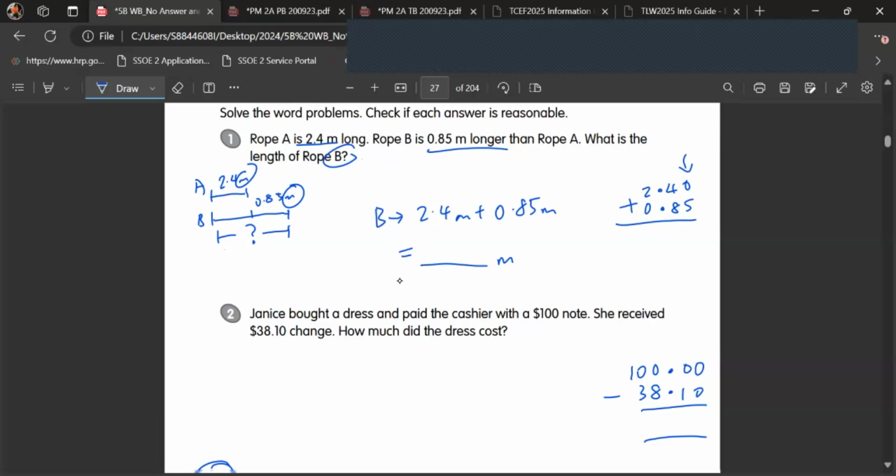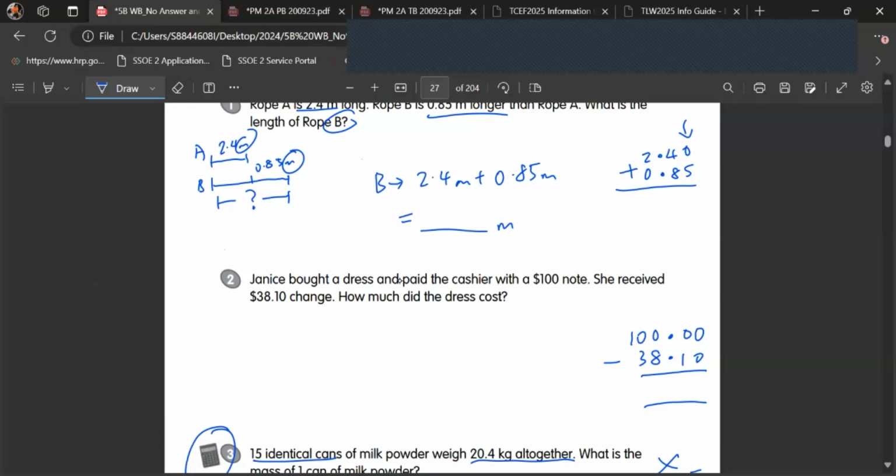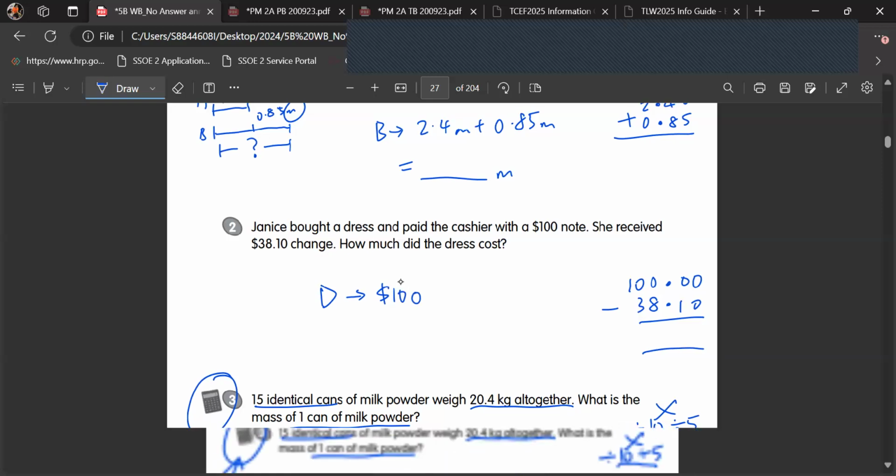Yeah. So this is like a 2 marks question. So the dress cost will be how much? $100 minus the change, that's $38.10. Okay, very good. Am I going too fast? We're moving forward already.